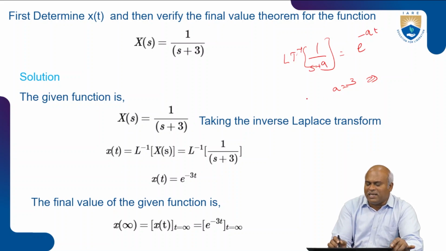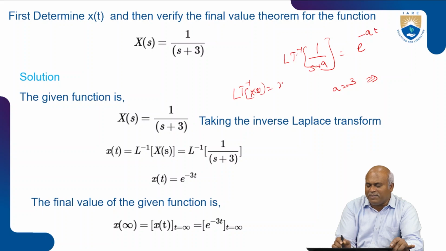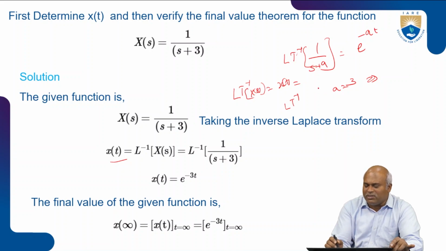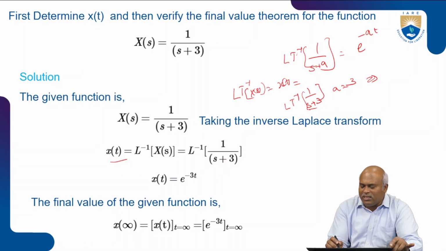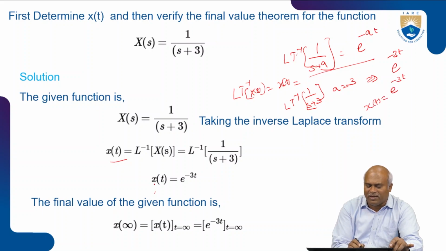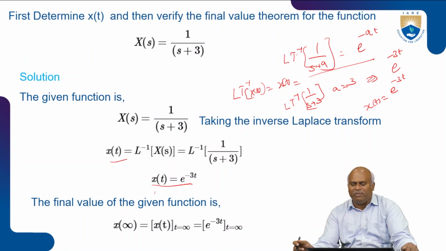That's why the inverse Laplace transform of X(s) is equal to x(t). I wrote here that x(t) is the inverse Laplace transform of what we are going to receive, that is 1 by (s plus 3). So we know a is 3 in terms of this formula. That's why I wrote the result as e^(-3t). That means x(t) equal to e^(-3t).